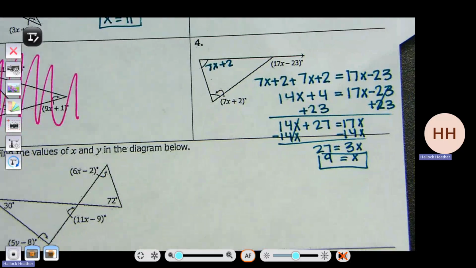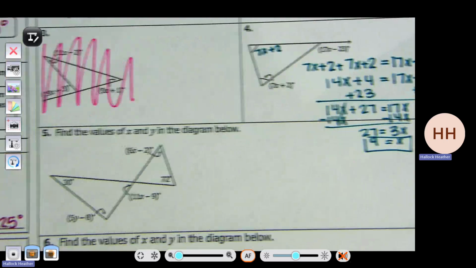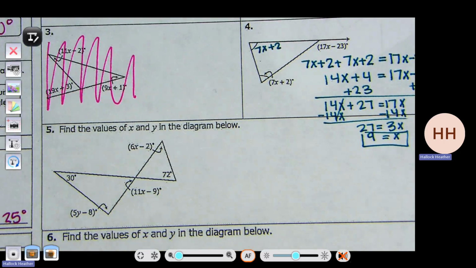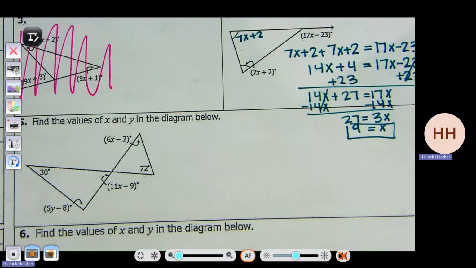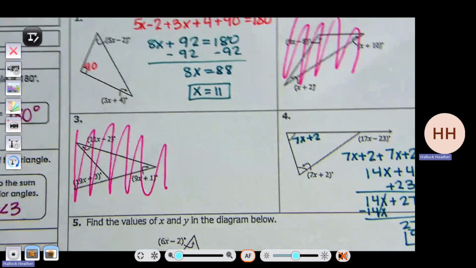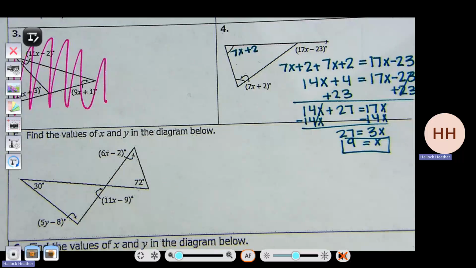The last one we're gonna do. Wait, I need to write this down. The last one we're gonna do is number 5, so you can cross out 6 and 7. Okay, let's do number 5, last one. Number 5 says, find the values of x and y.